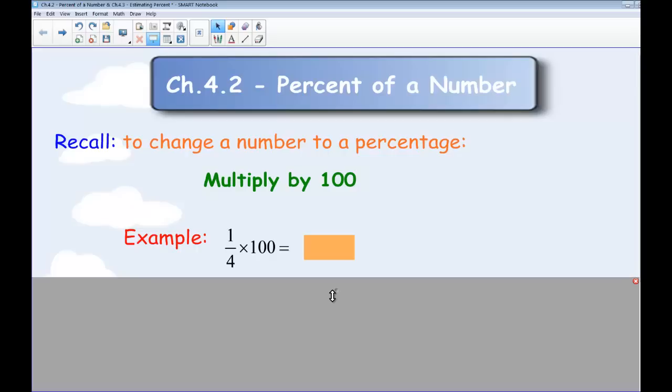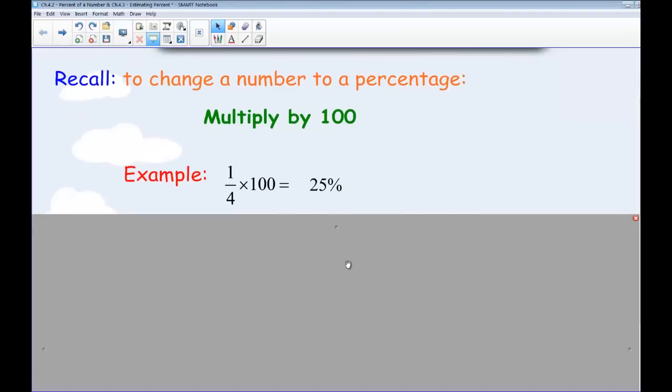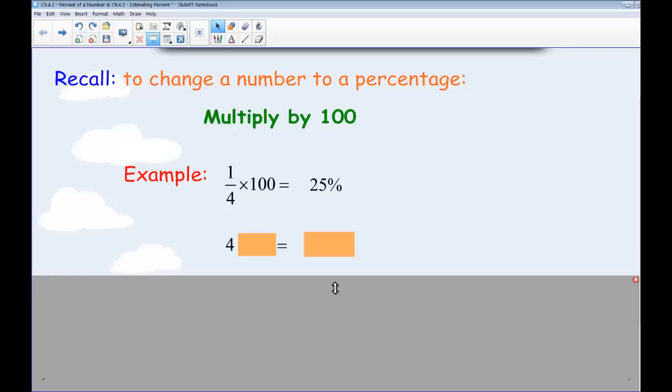And recall that when we're multiplying a fraction by another number, you multiply the numerator by the numerator, denominator by the denominator. So in this case, we have 100 times 1 divided by 4, which gives you 25. So therefore we would have 25%. Similarly, if we were given the number 4 and we wanted to change that into a percentage, then all we have to do is multiply by 100 again, and therefore we would get 400%. Simple as that.